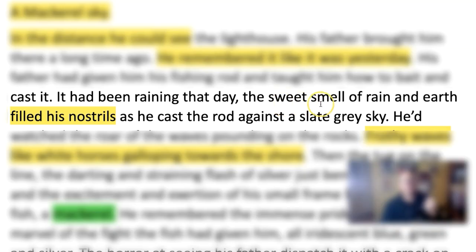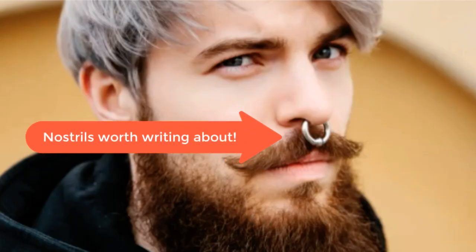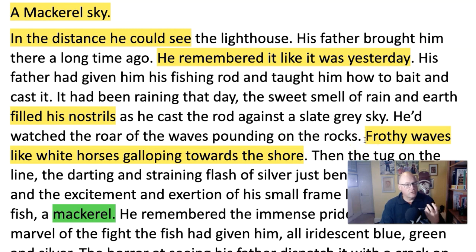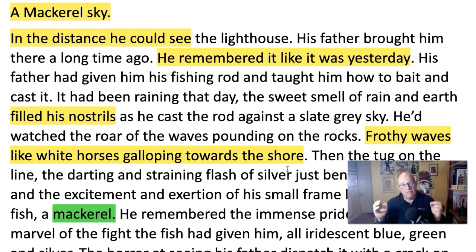Another cliche, the sweet smell of rain and earth filled his nostrils. Yeah, well, we kind of know that you use your nostrils to smell, so you don't need to tell us, and also it's a cliche. Whereas when you read a novel, writers very rarely tell you about a character's nostrils, unless there's something significant about them. Here we have quite a good simile, frothy waves like white horses galloping towards the shore, which is nice, it's a descriptive technique. However, it's a cliche again, we've heard this one before. And even if we haven't, it doesn't fit the mood.